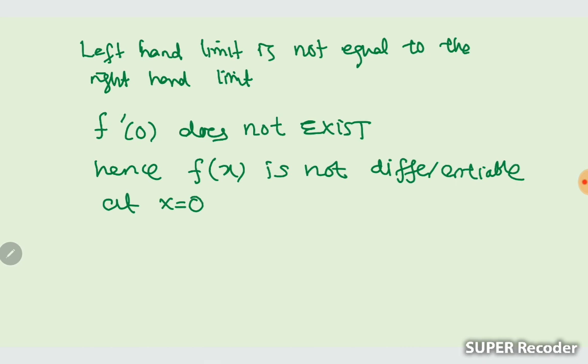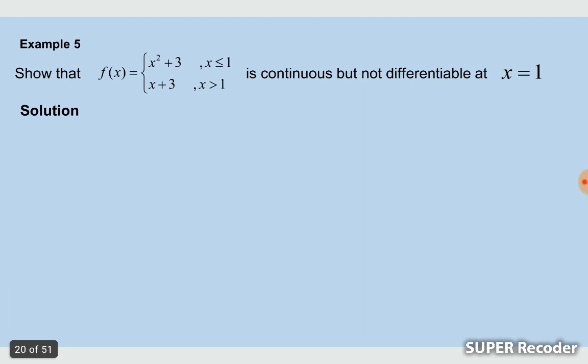Okay, now we move to example 5. Show that the function f(x) equals x squared plus 3 when x is less than or equal to 1, and x plus 3 when x is more than 1, is continuous but not differentiable at x equals 1.